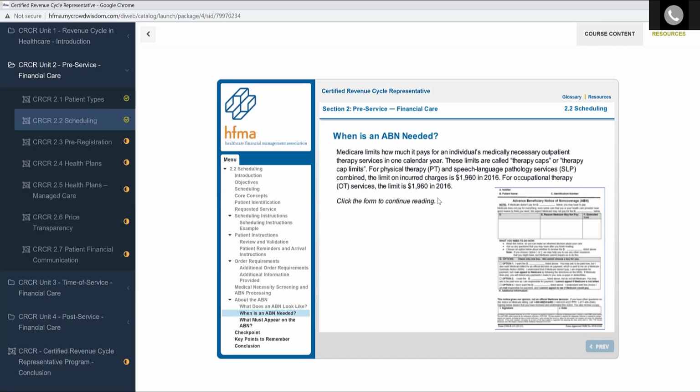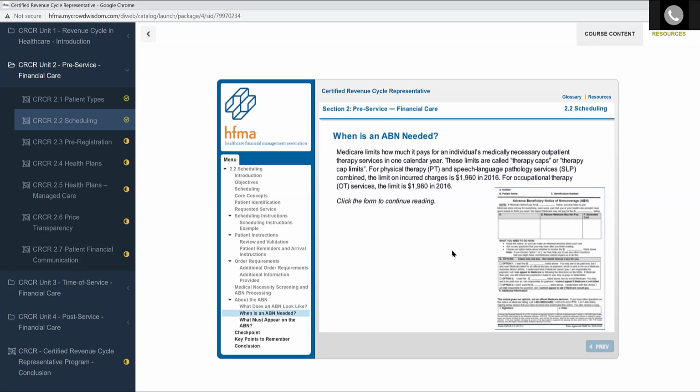Medicare limits how much it pays for an individual's medically necessary outpatient therapy services in one calendar year. These limits are called therapy caps or therapy cap limits. So for PT and speech language pathology services combined, the limit on incurred charges is $1,960 in 2016. For occupational therapy or OT services, the limit was also $1,960 in 2016. So Medicare will only pay out a certain amount. So if the patient goes beyond that, an ABN would be required.